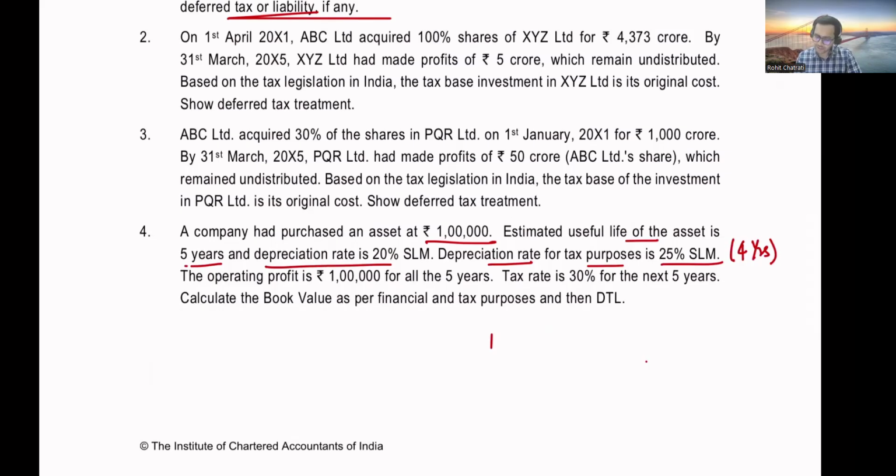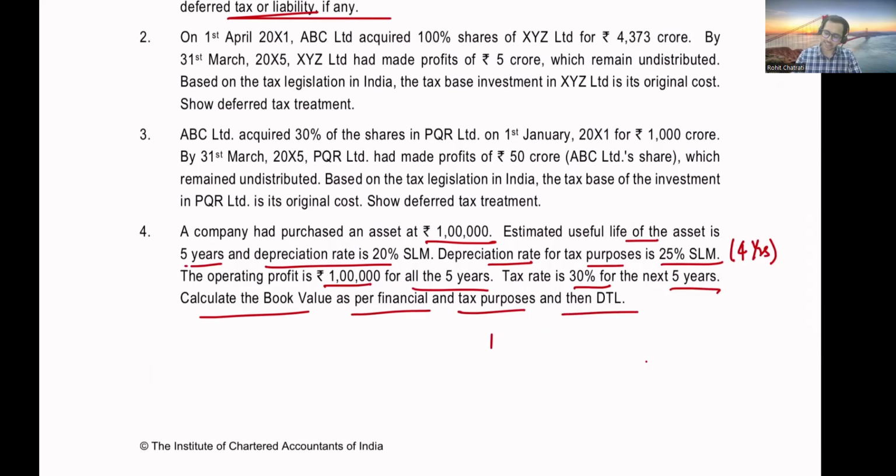The operating profit is rupees 1 lakh for all the 5 years. So every year they're saying that we are going to earn an operating profit of 1 lakh rupees for the next 5 years. The tax rate is 30% for the next 5 years. The question is to calculate the book value as per financial and tax purposes and then calculate the deferred tax liability.